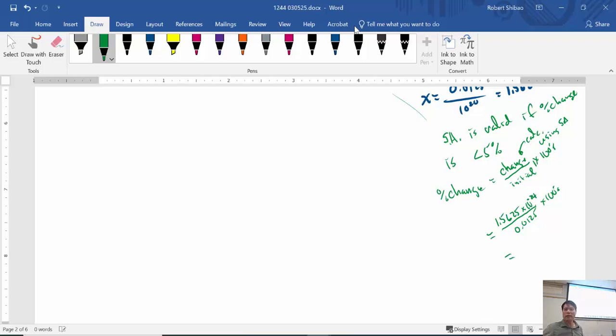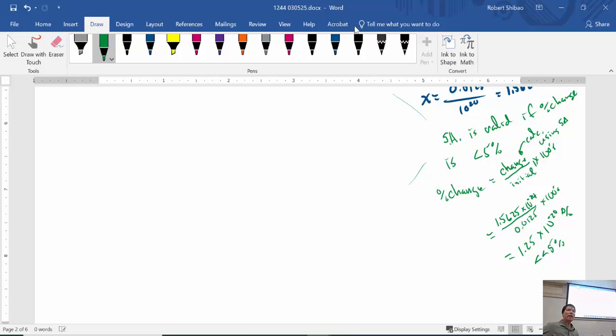And let's go ahead and calculate what the percent change is. So divided by 0.0125 times 100. And I get a percent change of 1.25 times 10 to the minus 20%. Is that less than 5%? Yeah. That is way less than 5%.